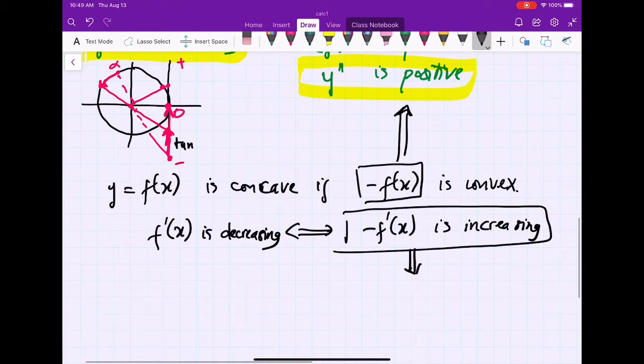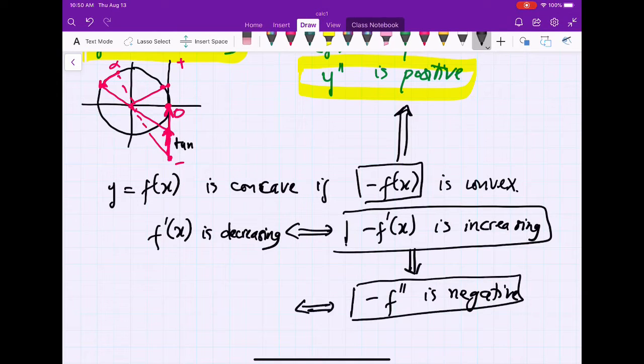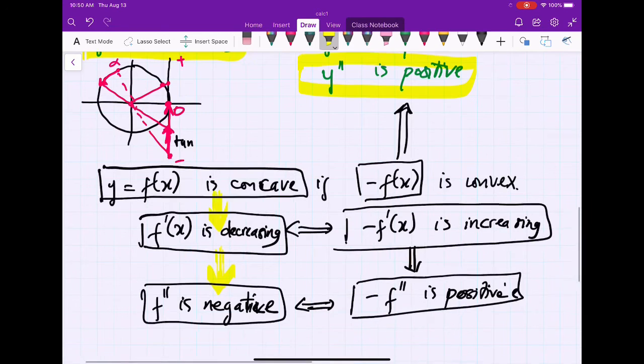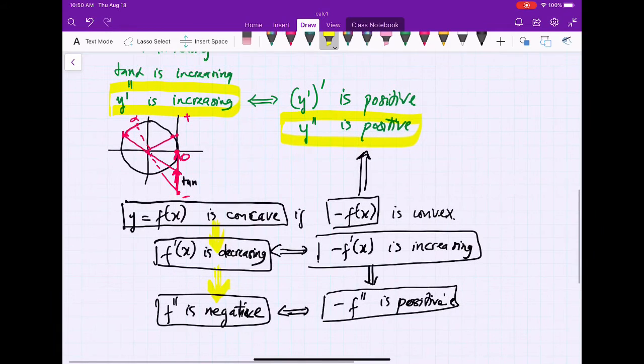And negative f prime is increasing means negative f double prime is positive. So the negative of f double prime is positive, which means f double prime is negative. In general, a function f is concave if the first derivative is decreasing, which is equivalent to the condition that the second derivative is negative. So that's how to use the first derivative and the second derivative to test if a function is convex or concave. Does that make sense?